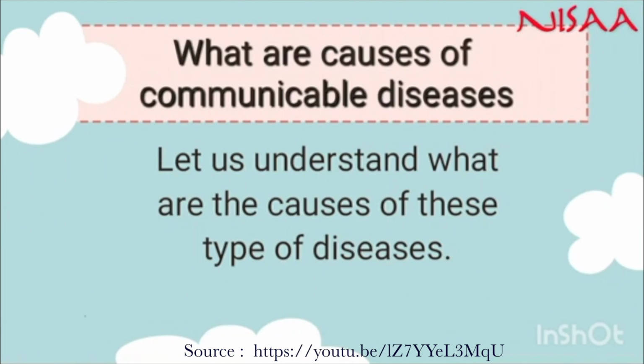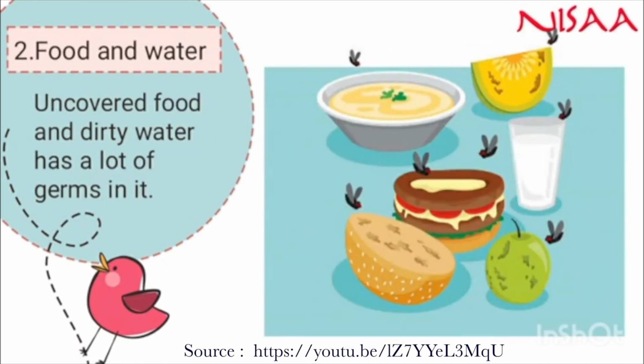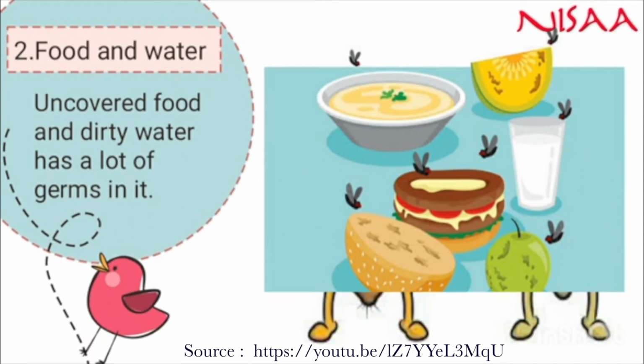Now, let us understand what causes the spread of communicable diseases. Number 1. Contact. Direct contact and indirect contact, such as sharing of things, shaking hands, staying too close to each other, etc., passes the germs from a sick person to a healthy person. Number 2. Food and water. A sick person sharing food and water with a healthy person causes the passing of germs. Also, if food and water is not covered properly, germs come and sit over them.